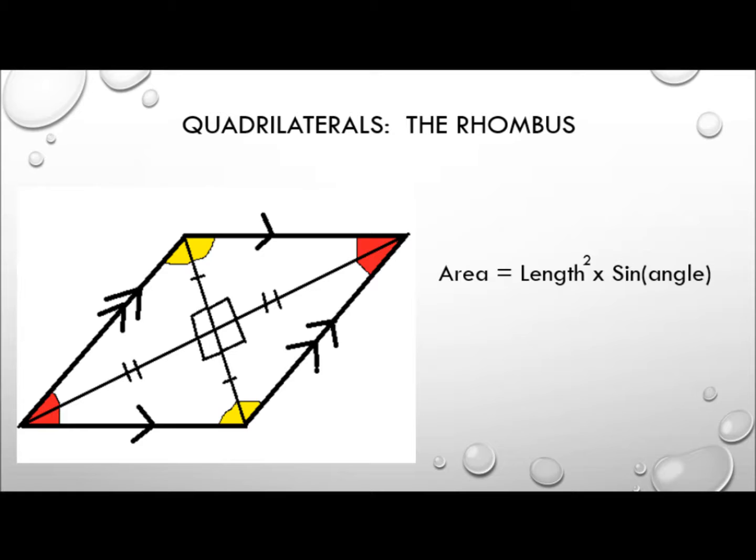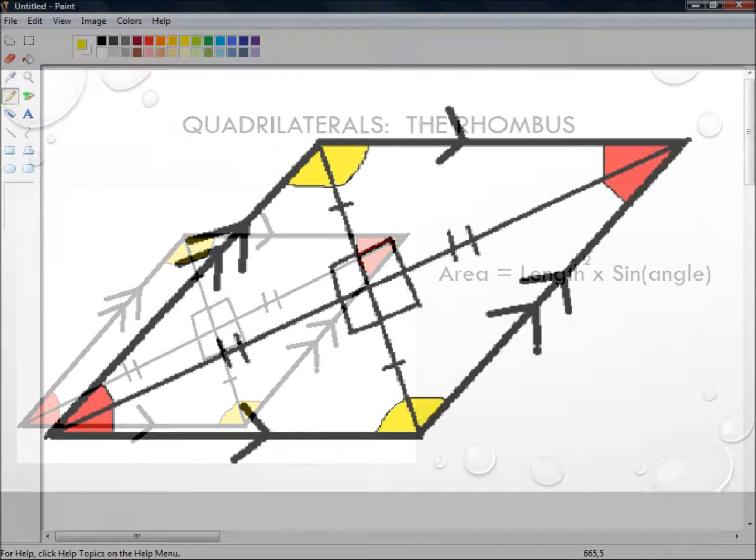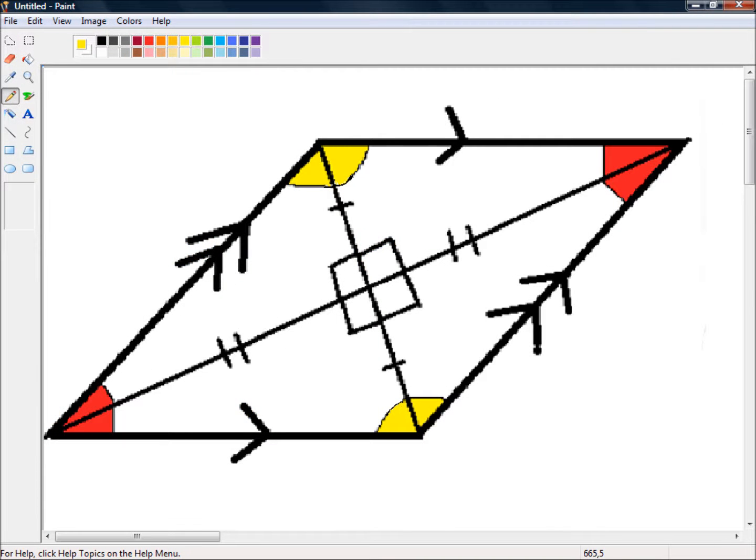However, what if on your exam you're not given the length, and what if you're not given any of the angles? What if you're just given the lengths of the diagonals, which are perpendicular bisectors? Okay, so what happens if you're given the perpendicular bisector lengths, but you're not given the lengths of the actual rhombus?